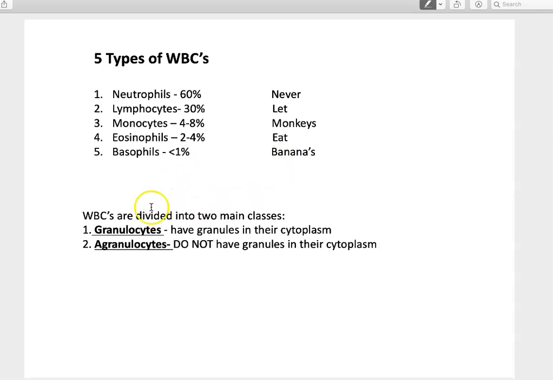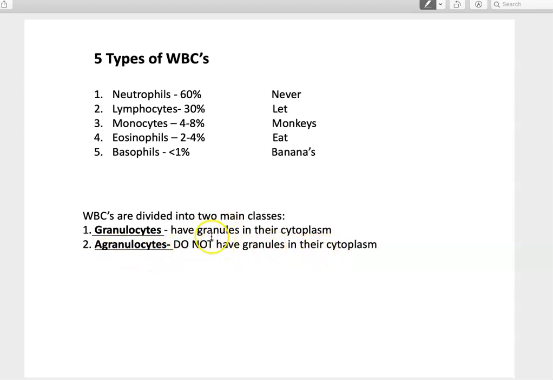So, the other thing that you will probably be tested on by me and others is the two main classes of white blood cells. The first class is called the granulocytes. They are telling you, I'm a cell with granules. These have granules in their cytoplasm. Versus the agranulocytes, I'm a cell and I do not have granules in my cytoplasm.